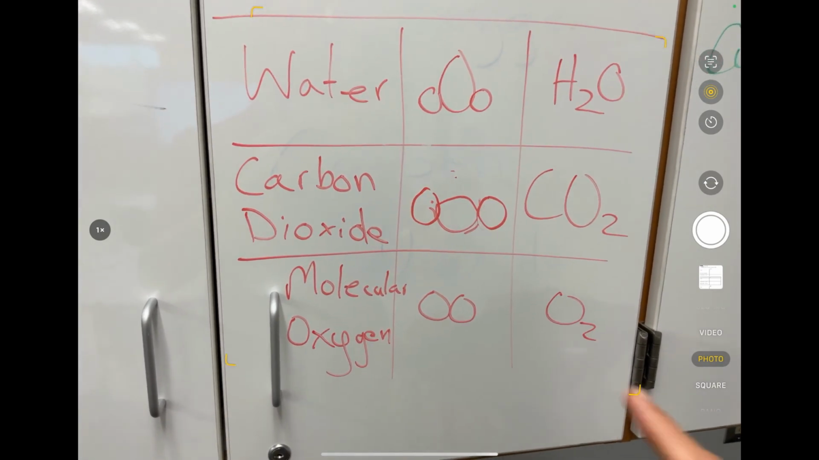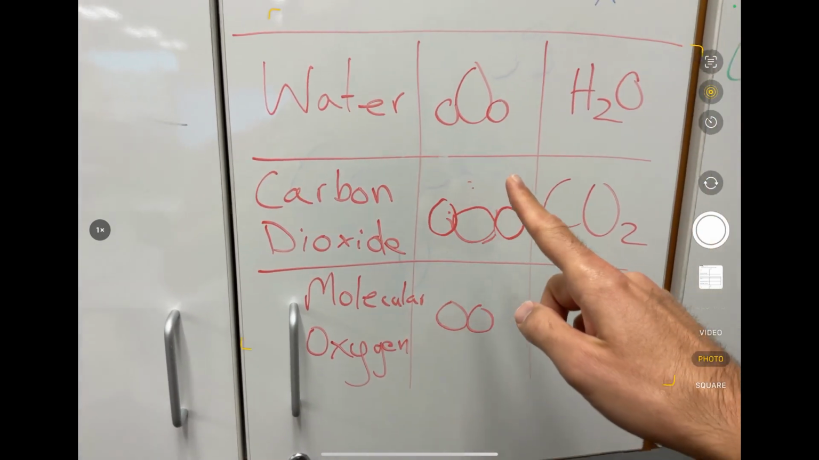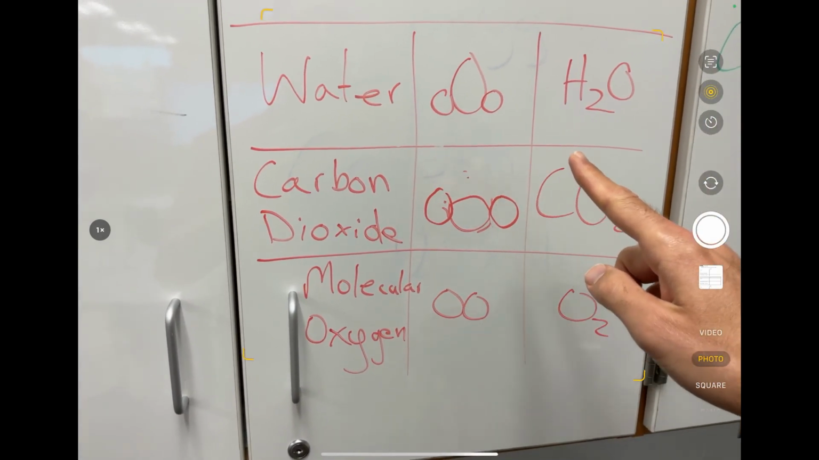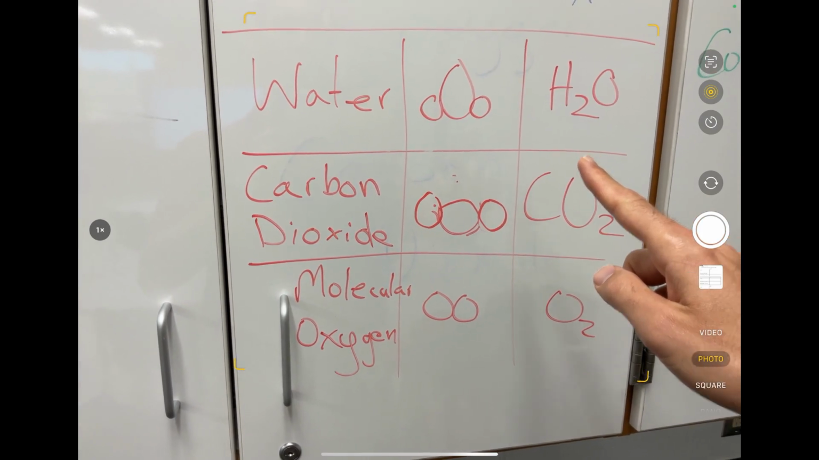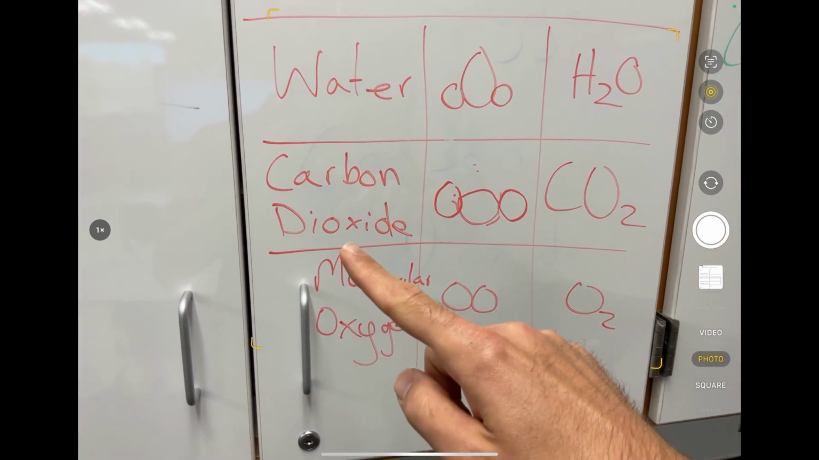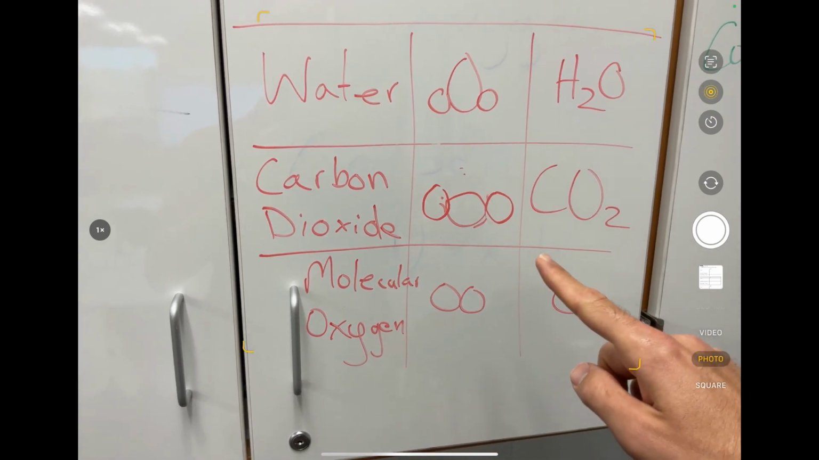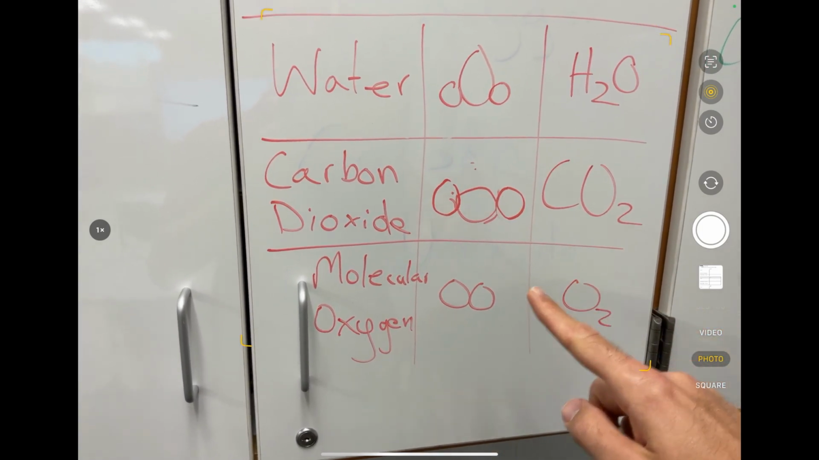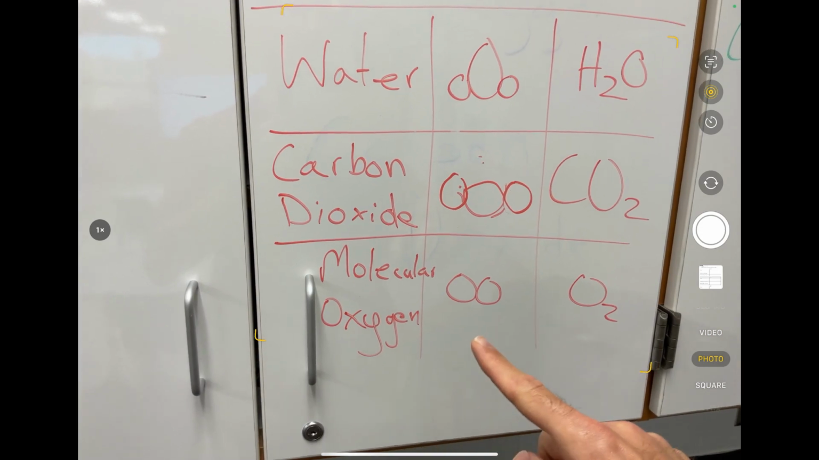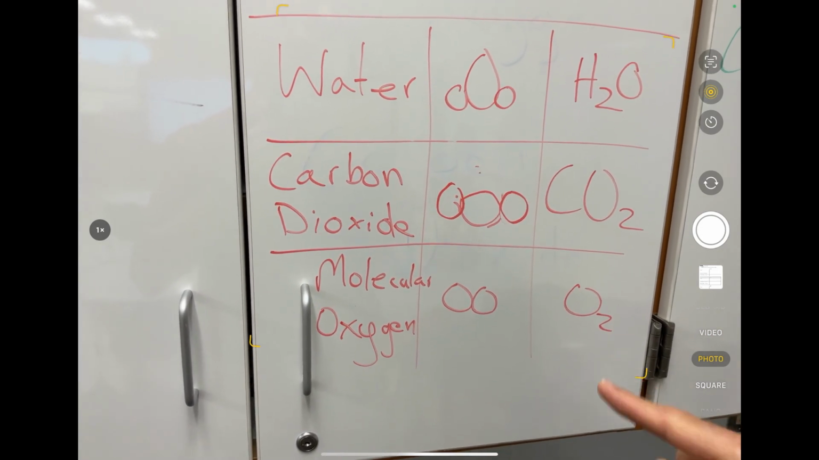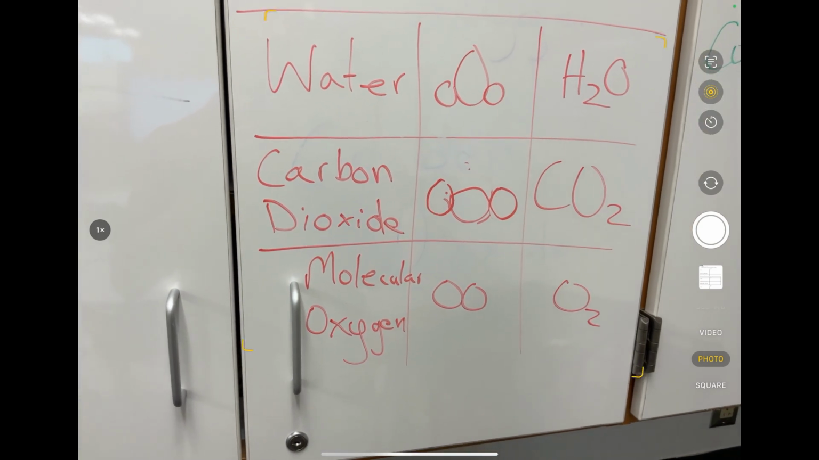But you're going to write for the first one, water, do a drawing of a water molecule, and then write the chemical formula H2O. The molecule name of the second one is carbon dioxide. Here's the drawing, and here's the chemical formula. And the third is molecular oxygen. Here's the drawing, and here's the chemical formula. Pause the video so you can include that right now.